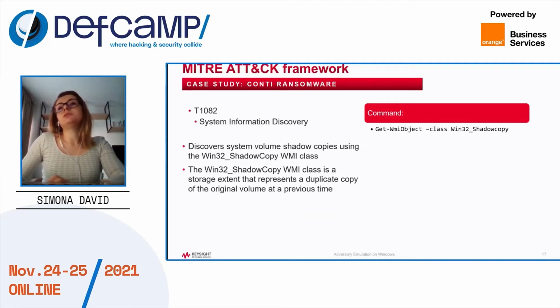We've talked about the three stages and the actions in each of them. Let's dive deeper into one of the installation steps represented by T1082, System Information Discovery. From our research, the malware calls Get-WmiObject using the Win32_ShadowCopy class. This class is a storage extent that represents a duplicate copy of the original volume at a previous time. This installation step uses Win32_ShadowCopy to retrieve the shadow copies available on the system.